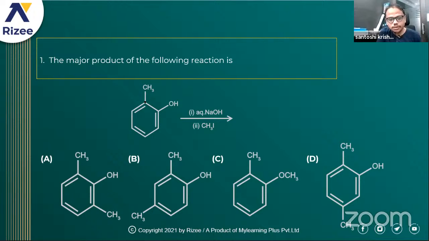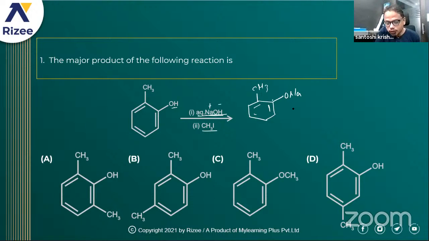So we can see that it is ortho-methyl phenol. This ortho-methyl phenol reacts with aqueous NaOH and then with methyl iodide. So what is the product formation? First of all, this sodium hydroxide will form Na+ and OH-. Now phenoxide ion formation will be there, and it will form the intermediate product like this. So this is the intermediate product, ONa, ortho-methyl sodium phenoxide ion.